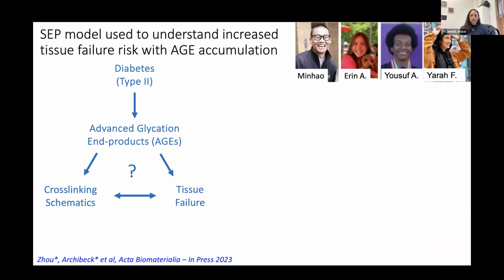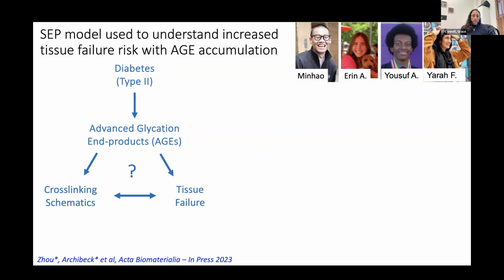So I want to share today three short stories about how we've used this model to predict failure: one at the tissue level and two at the joint level. The first one was to look at tissue failure with increased glycation.